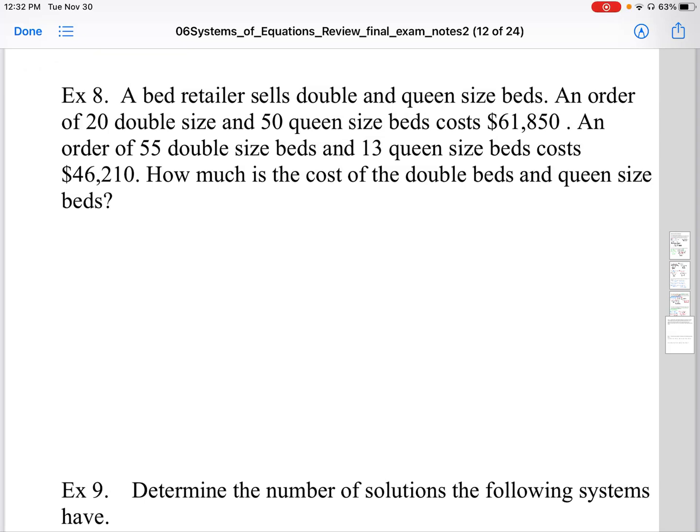So example 8 is the same problem as before, except the difference with this one is we're going to deal with much bigger numbers, so we have to be much more careful with our calculation. So it'd be good to use a calculator for this problem. We have a bed retailer that sells double and queen size beds. We have the cost of a certain number of double and queen size beds.